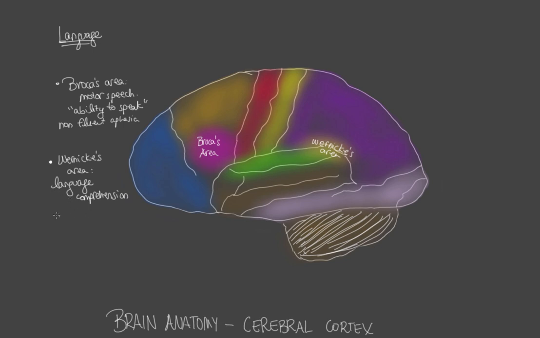Lesions in this area result in what we call fluent aphasia. So the patient is able to speak, however, the words are not coherent or they do not make sense. For example, they may say "chos" for chair, so they're not able to perceive or understand language.